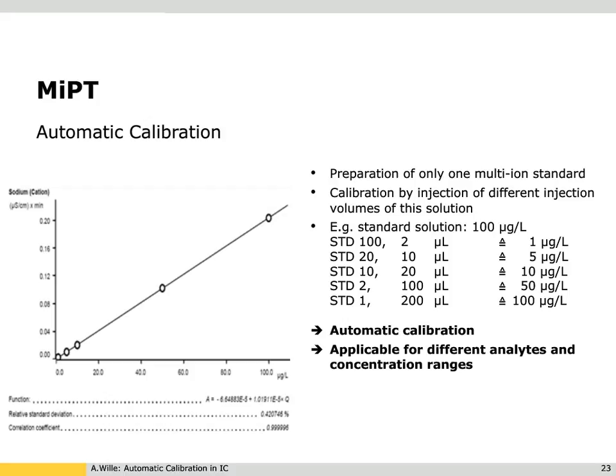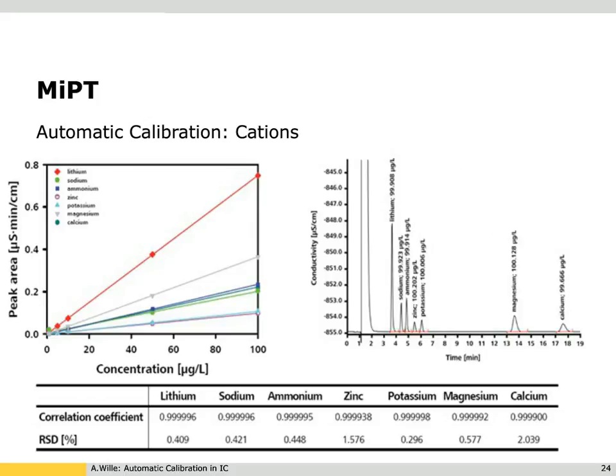A few examples here for cations. You see standard cations including ammonium as well as zinc. Also here you see the correlation coefficients are excellent, more than 4 nines, and also the relative standard deviations are in the range of 1%, calcium here 2%. It's also fine.